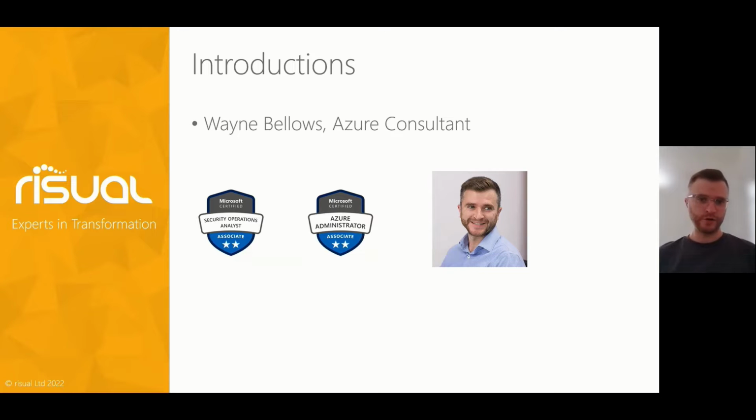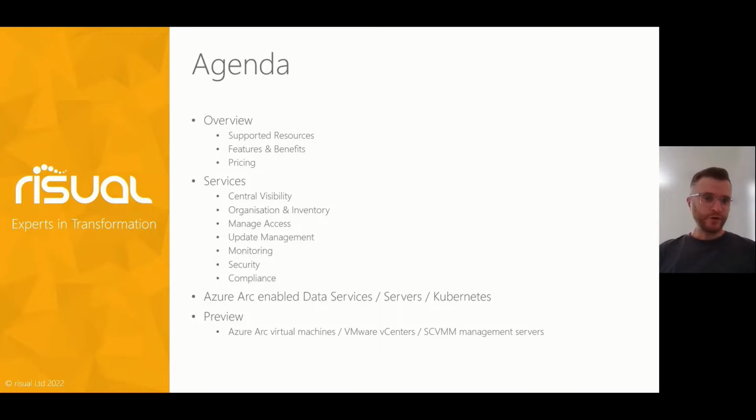So what are we going to cover today? We'll have a quick overview of Azure Arc, so the supported resources, features and benefits, and some pricing. Then we'll have a look at the Azure services that you can use with Azure Arc, things like update management, monitoring and security. We'll have a look at Azure Arc enabled data services, servers and Kubernetes. And there are a few features in preview at the moment, so we'll have a look at those. They are Azure Arc Virtual Machines, VMware and SCVMM.